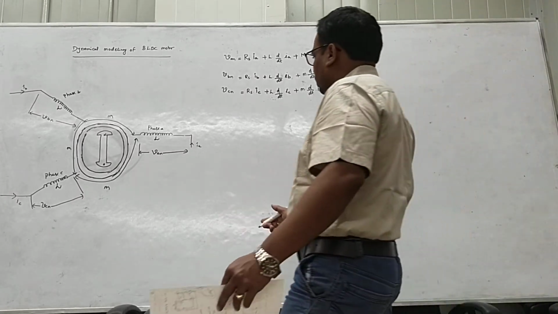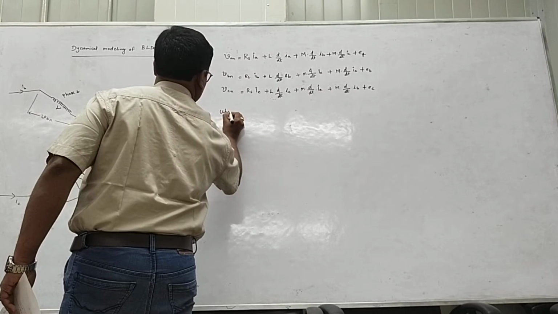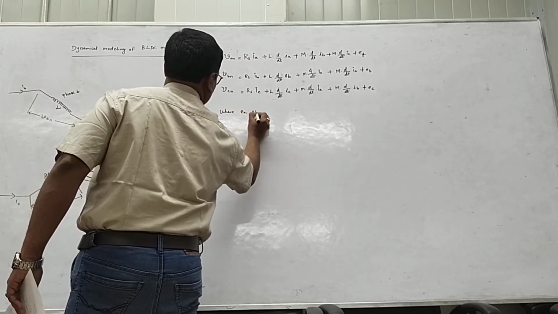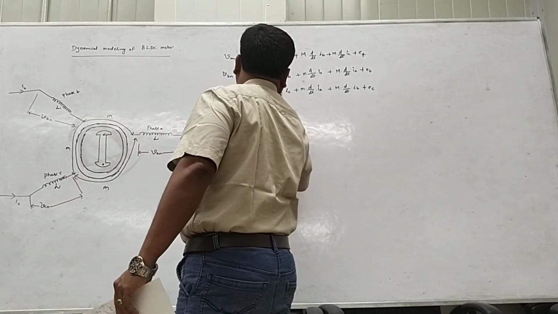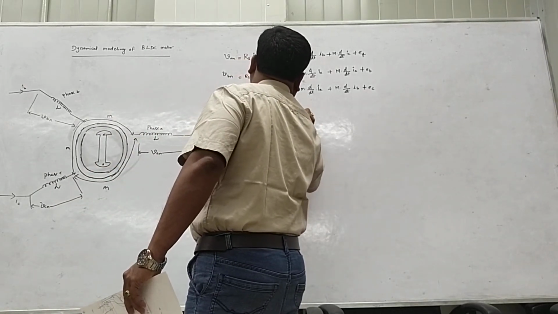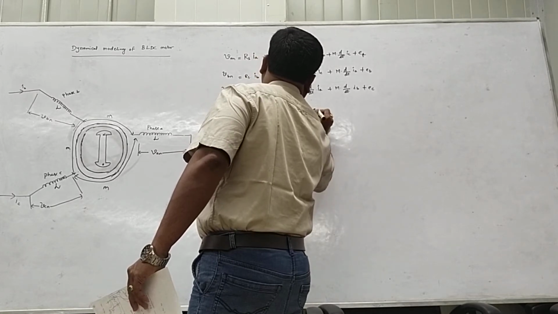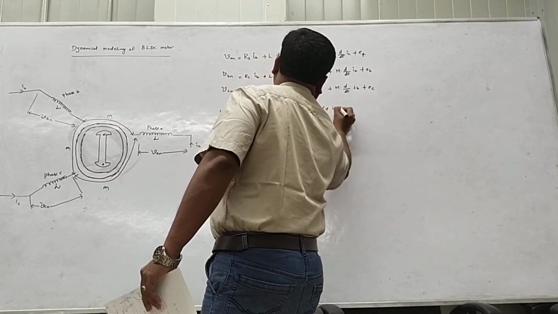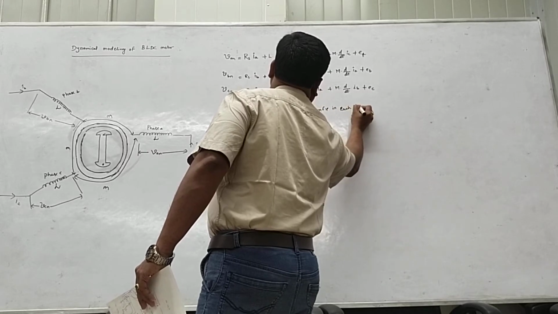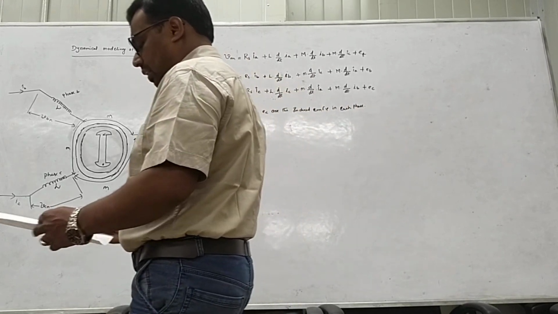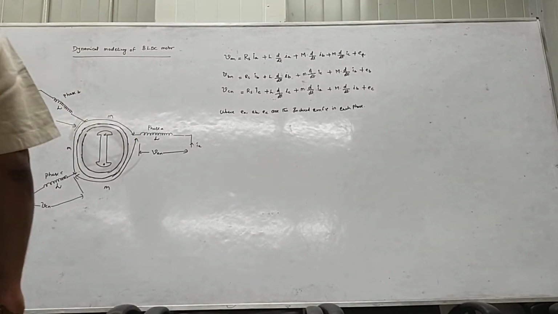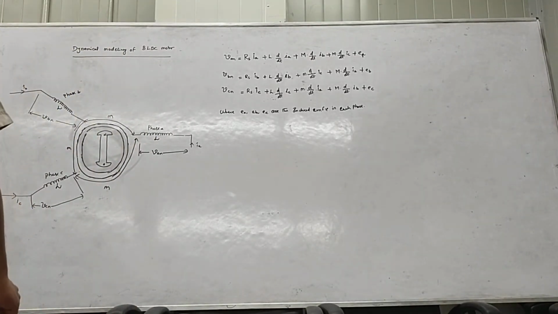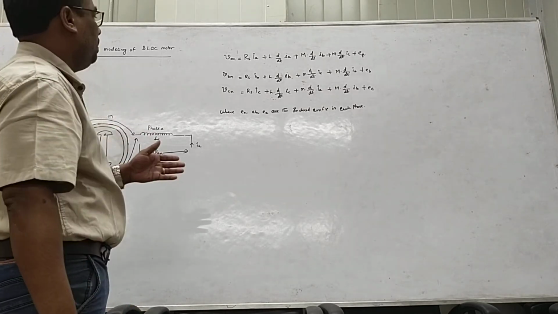So here, EA, EB, EC are the induced EMFs in each phase. So here we have three windings, phase A, phase B and phase C. So we are representing them in the mathematical expression as VAN, VBN and VCN.